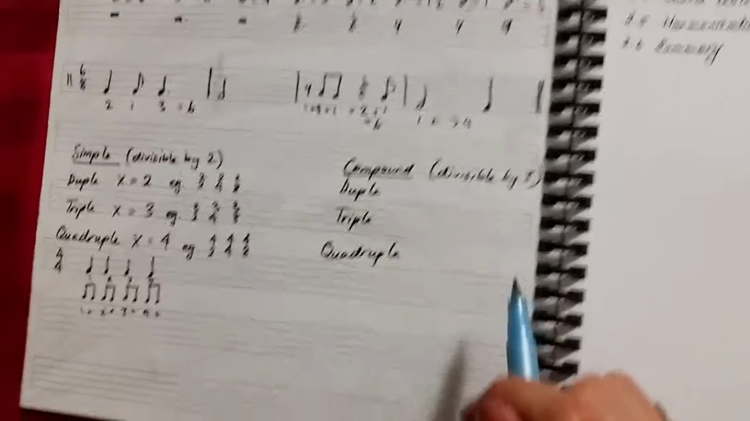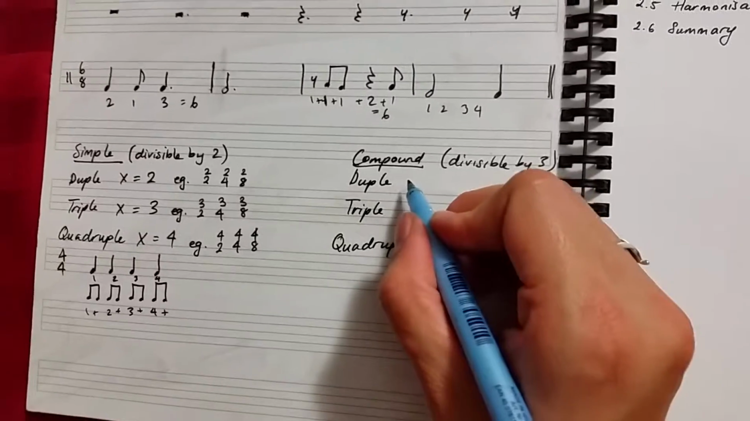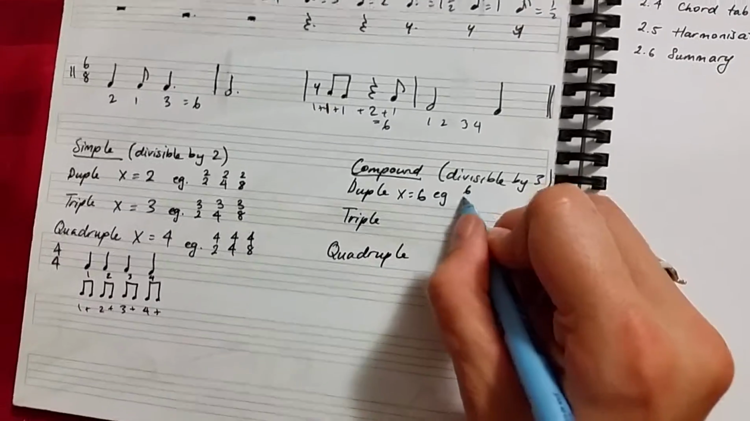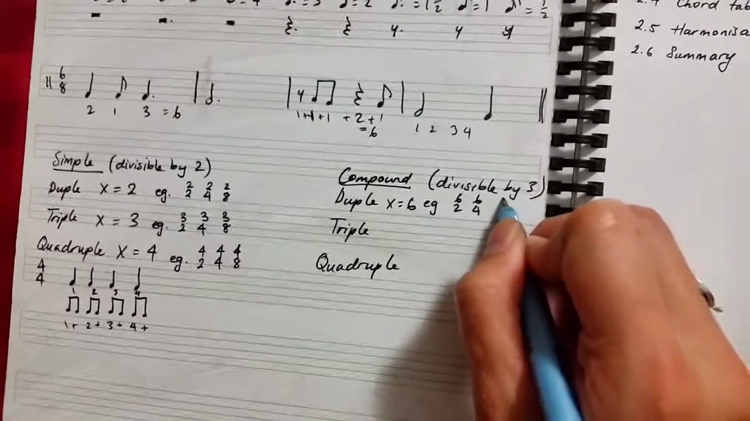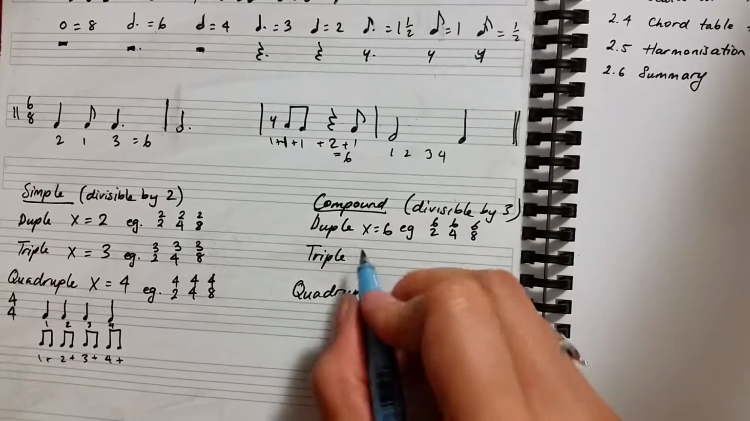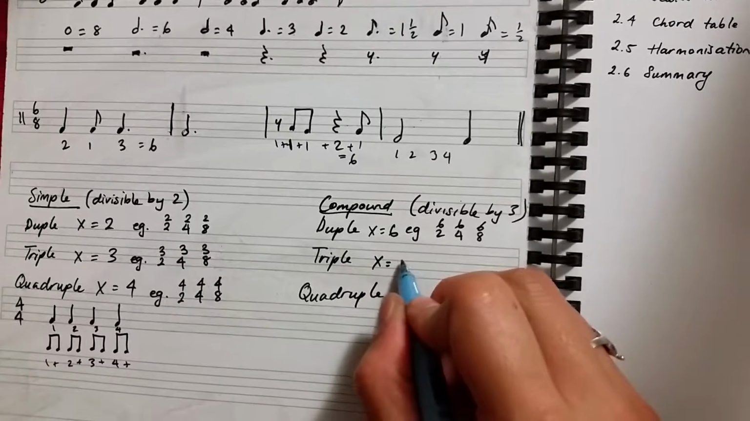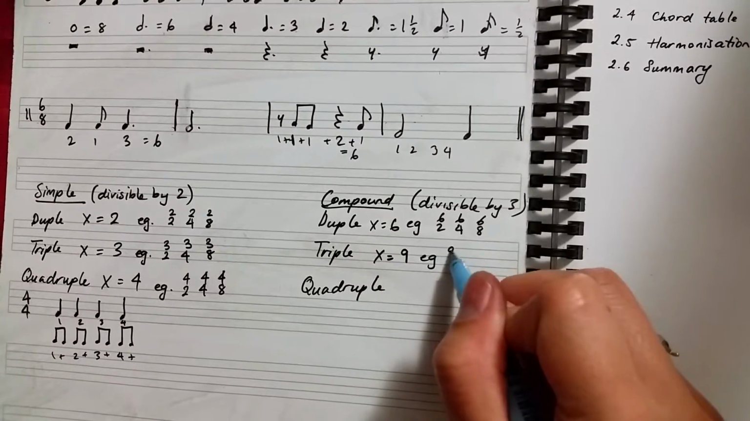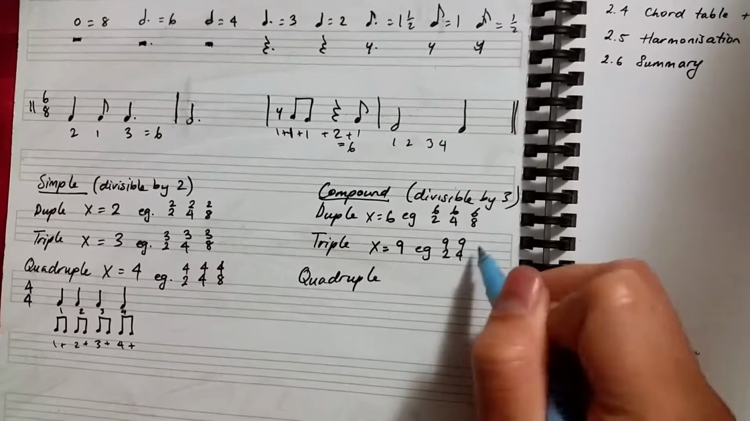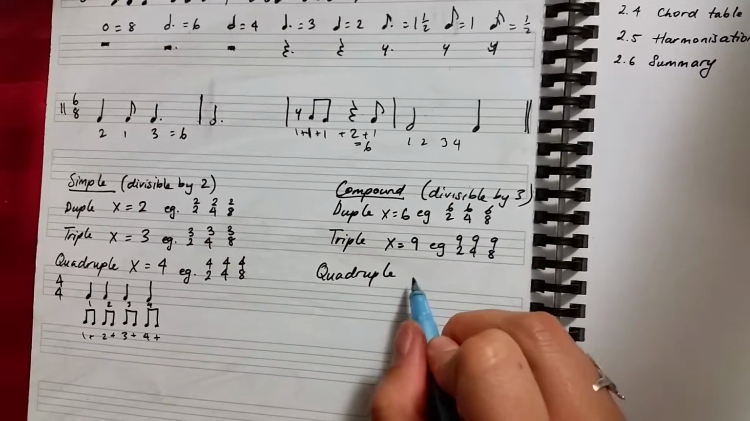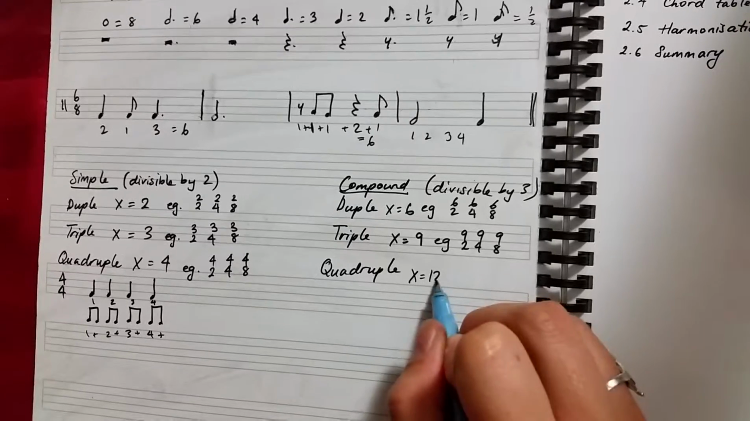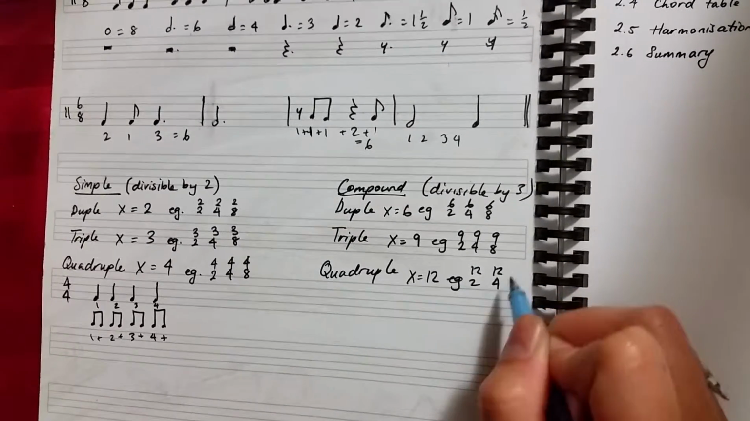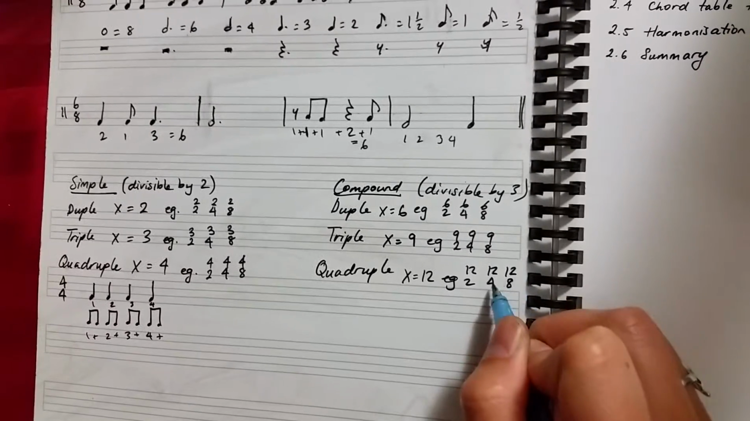Okay, compound duple. Compound duple is when x equals 6. So anything like 6 minim beats, 6 crotchet beats, 6 quaver beats. The most common is 6 quaver beats. Triple when the top number is 9. Example, 9 minim beats, 9 crotchet beats, 9 quaver beats. Quadruple when x equals 12. 12 minim beats, 12 crotchet beats, 12 semiquaver beats.